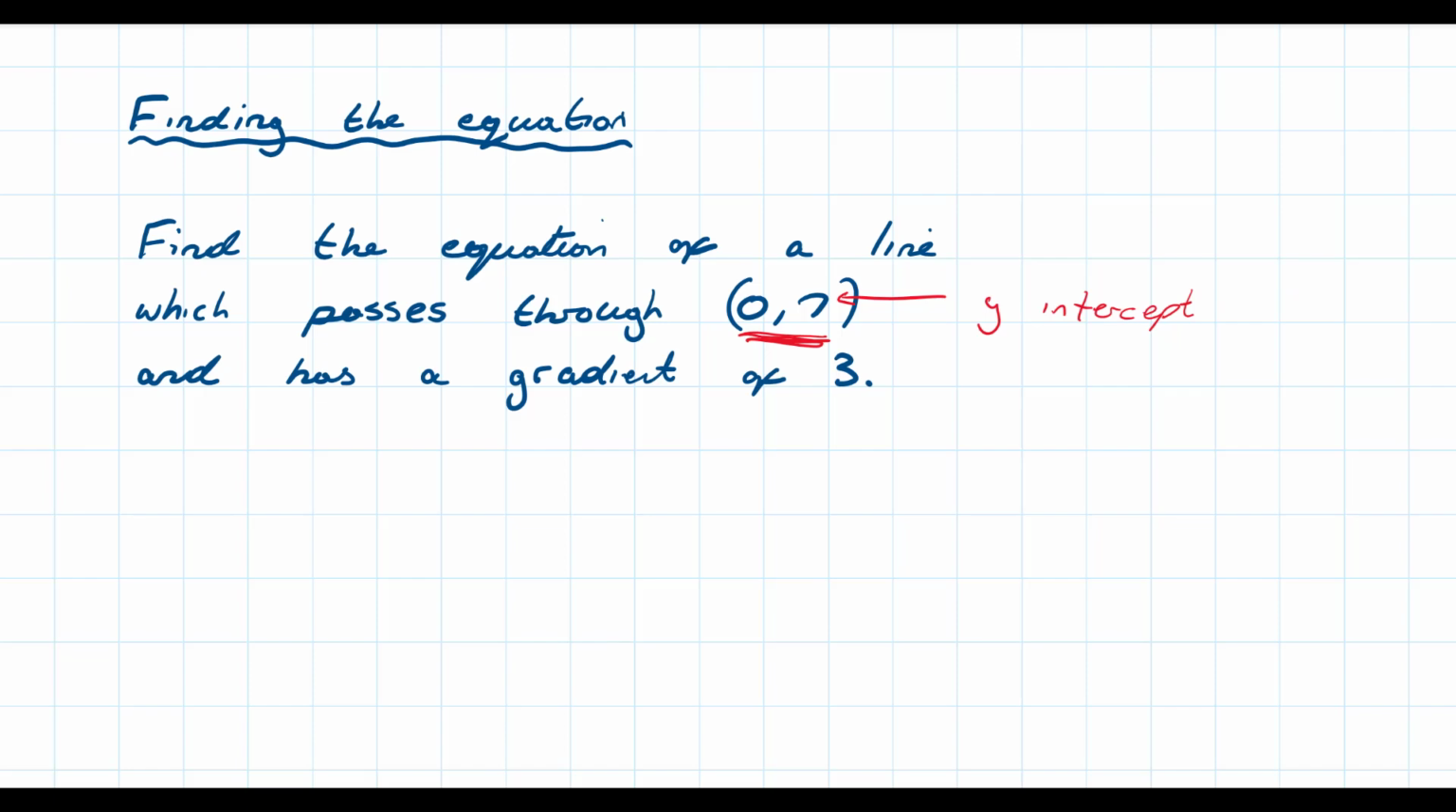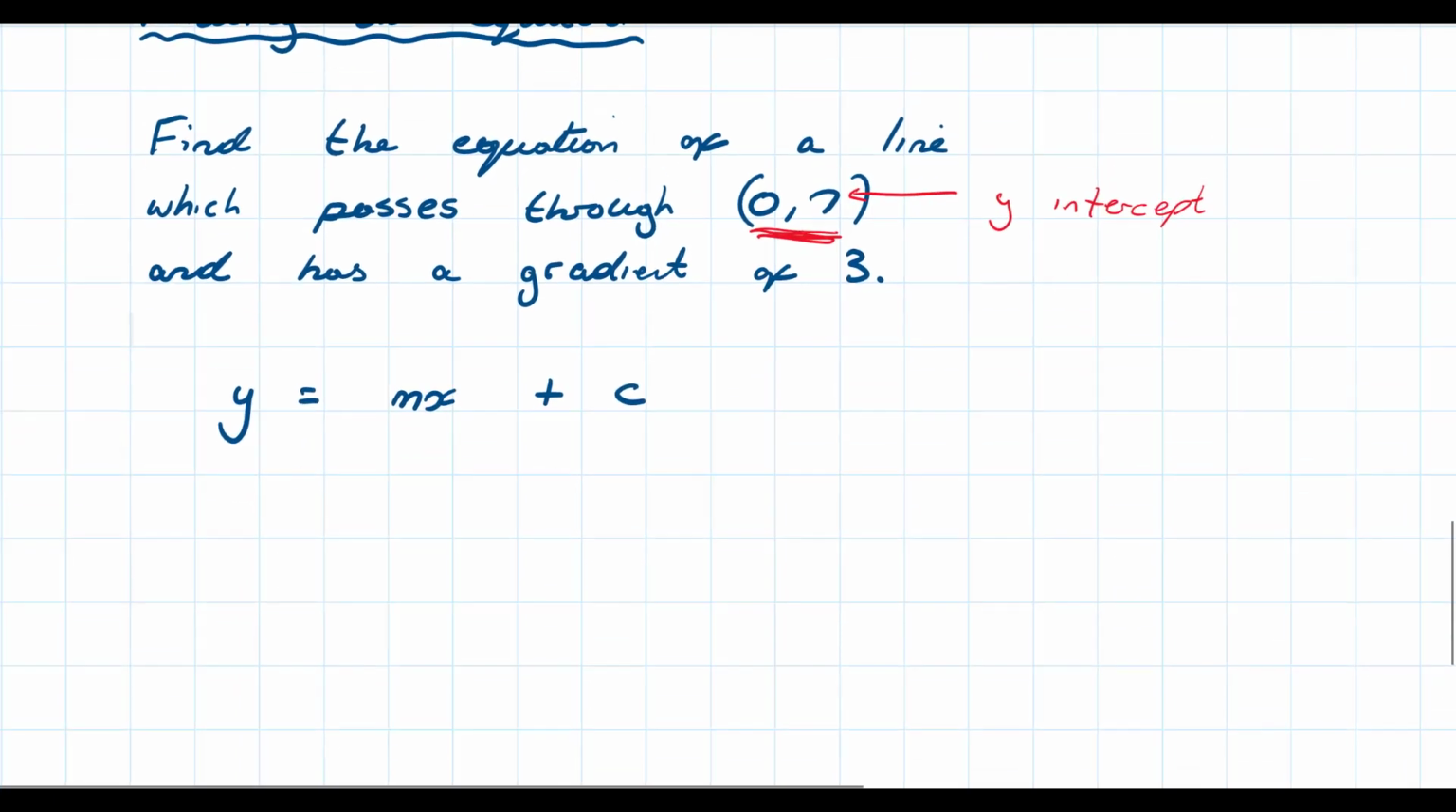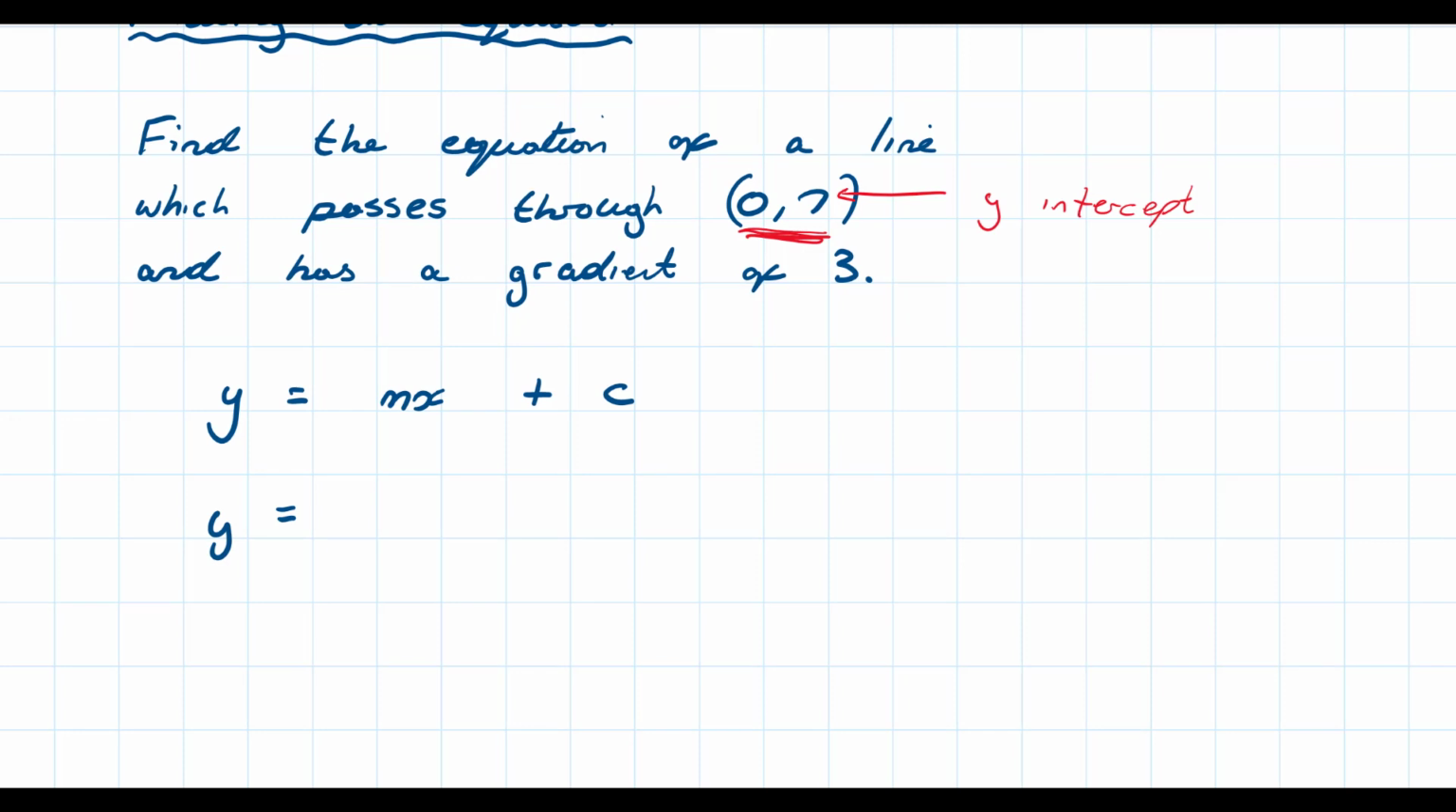So now that I have the gradient and the y-intercept, I can use the fact that I know that the general equation of a line is y equals mx plus c, where m is the gradient, so I can sub in 3 where the m is, and the c is the y-intercept, which I know is 7.